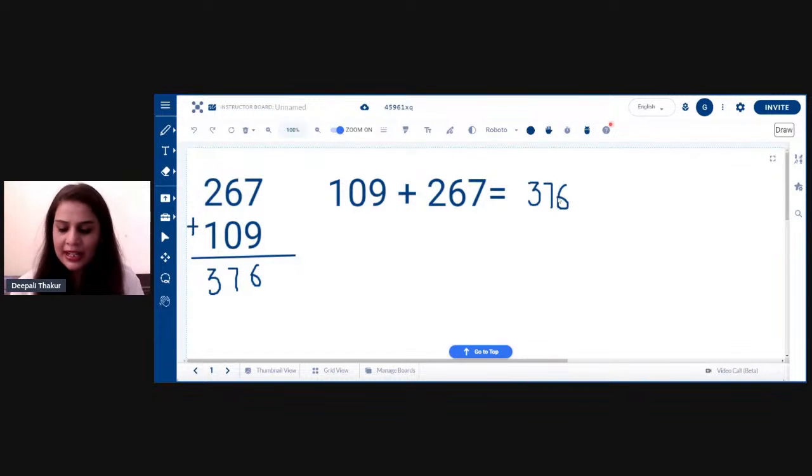Did anybody do it with any other method? Was there something else that you did? Commutative property. Yes, it could be 109 or 267. That's fine. Yes, I rounded off, so adding becomes easier, right? 267 can be rounded, right? 109 can be 110, and then 266. Correct?